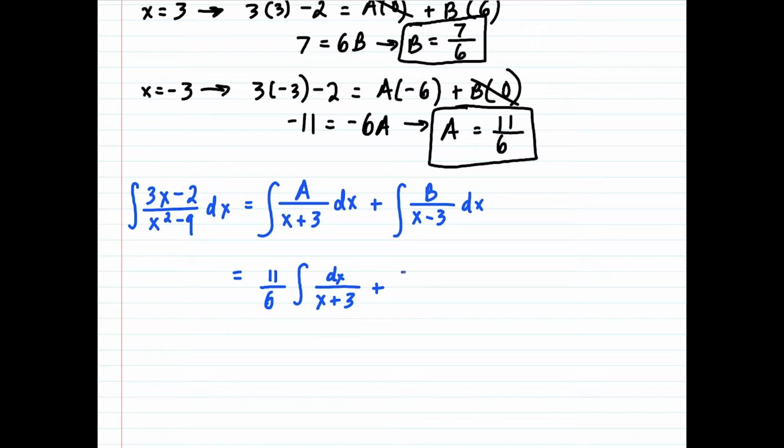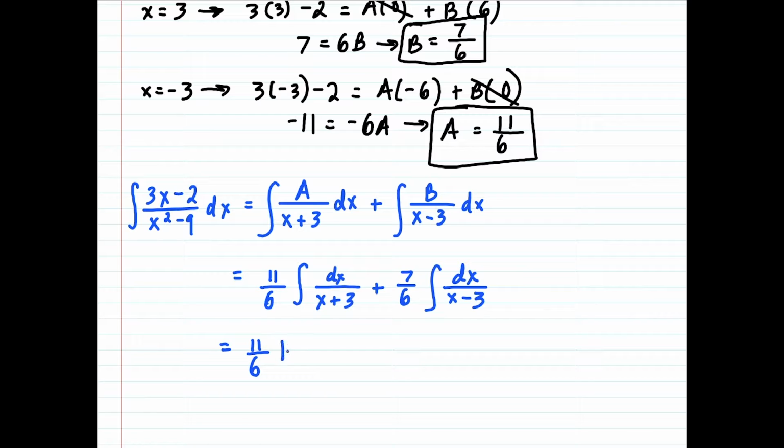Plus b, and b is 7 over 6, which is a constant that we could bring out, and we have the integral dx over x minus 3. Now in this case, we could do a u substitution for both of these integrals, but if you let u equal x plus 3, the derivative of x plus 3 is 1. So in situations where you have a u term with the derivative of 1, you could just go ahead and take the antiderivative and it's not going to matter.